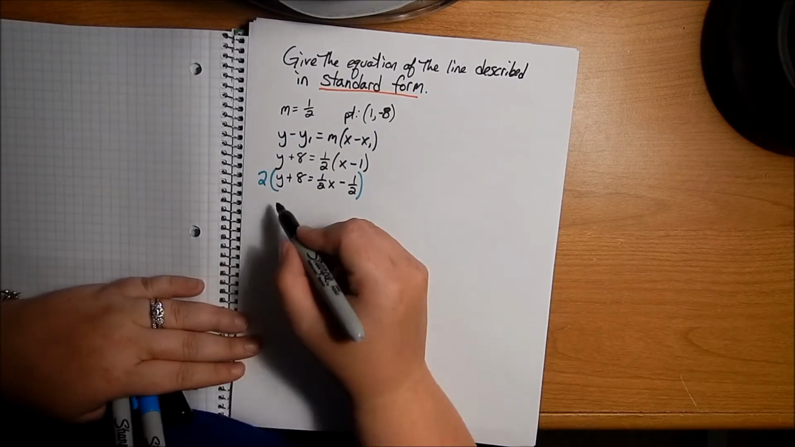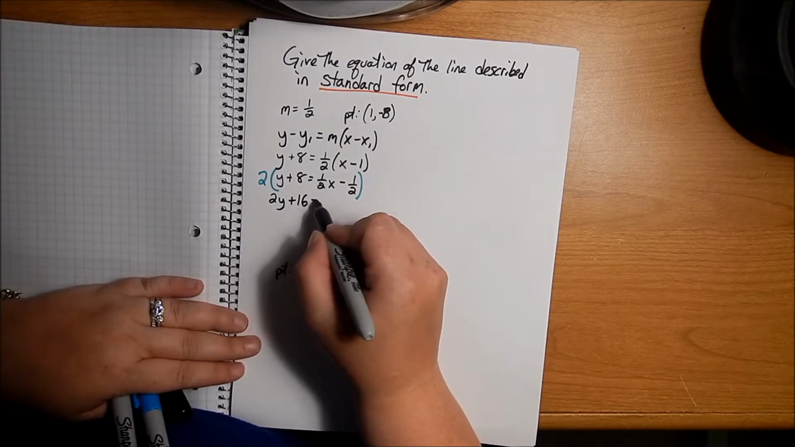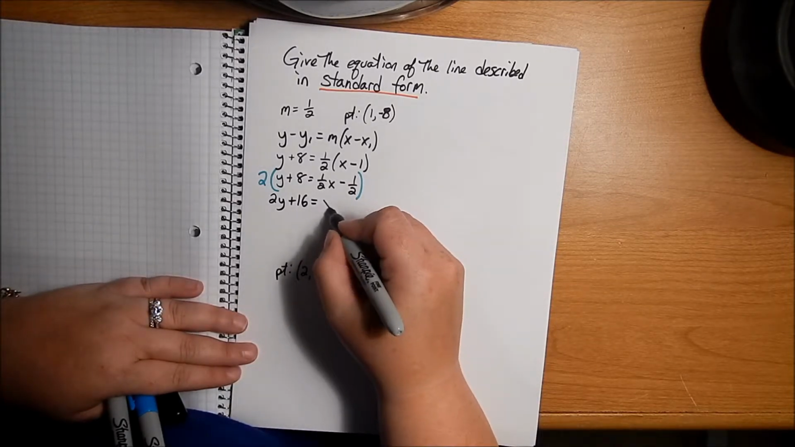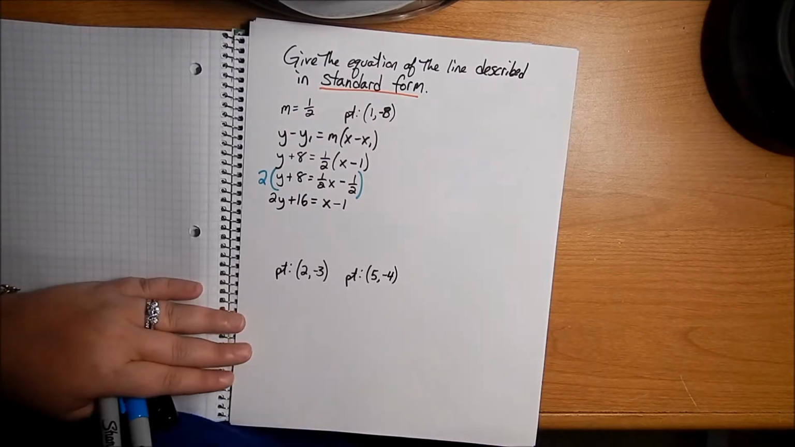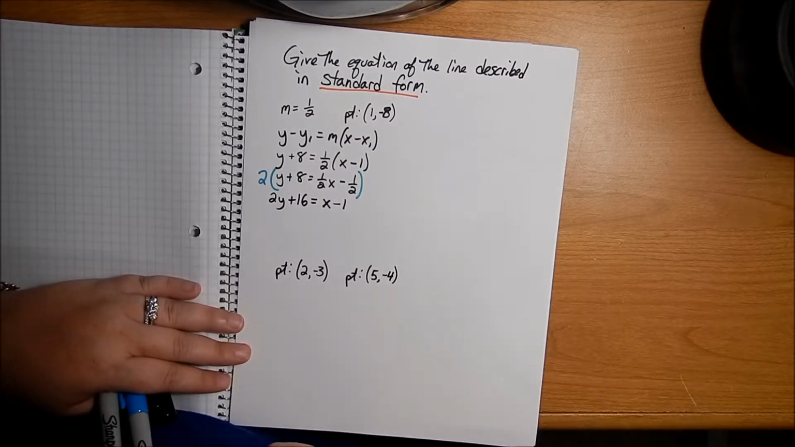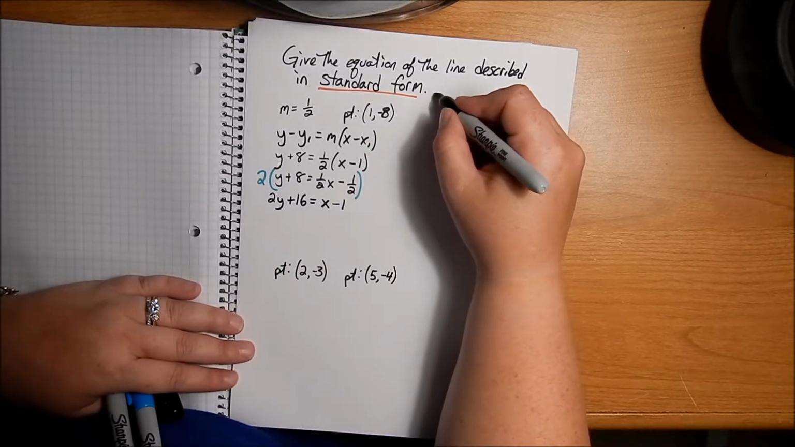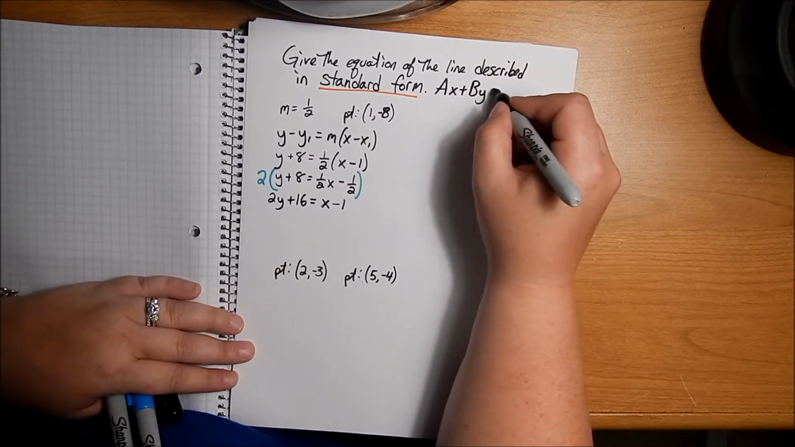So that really means I have 2y plus 16 equals 2 times 1/2 x is just 1x or x. And 2 times -1/2 is -1. Okay? So we're almost there. We're getting closer. Standard form. I'll write it up here just so we have a visual. ax plus by equals c.